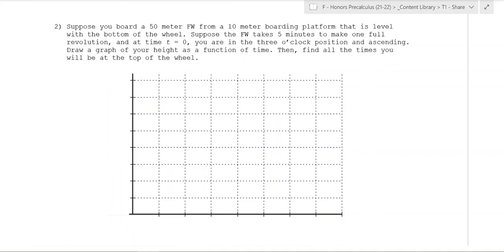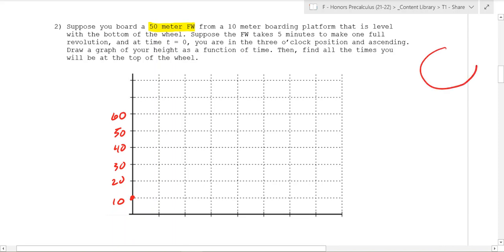We're doing something similar here with a 50-meter Ferris wheel, that's what FW means, but you're boarding from a 10-meter platform. So you're never going to be lower than 10 meters, and you go up 50 from 10, so you're going up to 60. Suppose it takes 5 minutes to make one full revolution, and at time equals 0, you're in the 3 o'clock position, ascending. 3 o'clock is right here.